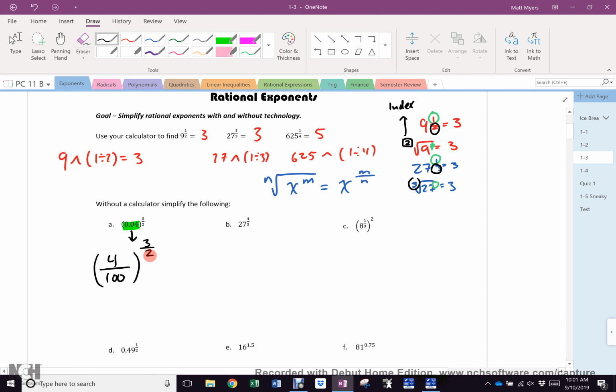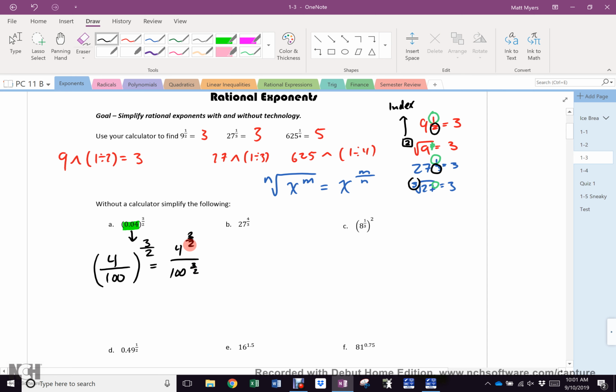To what power? 3 over 2. Now, what is the base? 4 over 100. What is the exponent? 3 over 2. Now, if this exponent was just a 2, where would it go in this fraction? It would go to both, because we already know that law, yes? So, if something looks different in math, do we treat it differently? No, because math always works. So if it was just a 2, it would go to everywhere. So this must be 4 to the 3/2 over 100 to the 3/2. Correct?